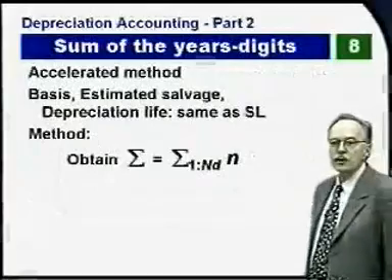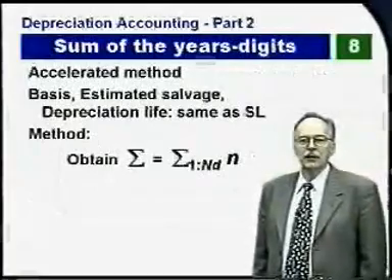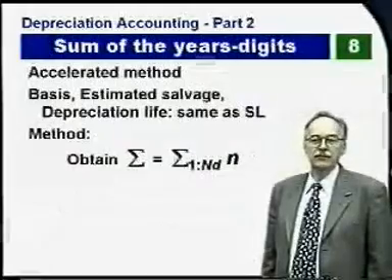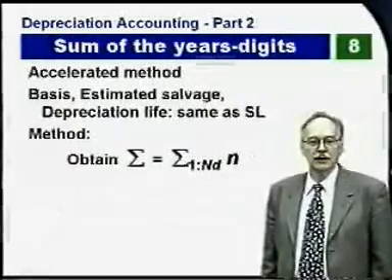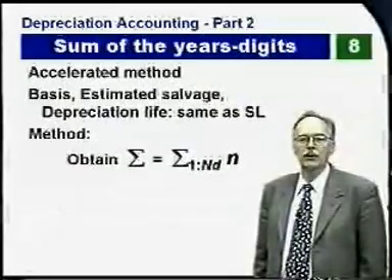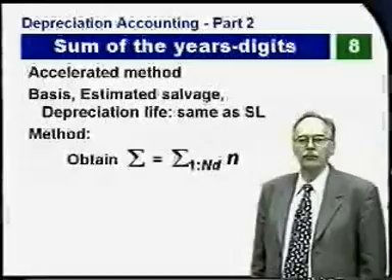Let's look at the second method, the sum of the year's digits method. That's an accelerated method. The basis, that is the original installed cost for accounting purposes, the estimated salvage value, and the depreciation life are the same as for the straight line method. The method is quite simple.